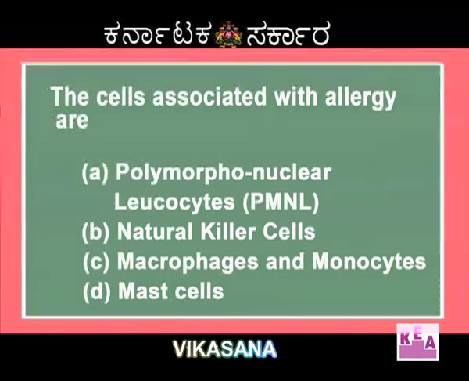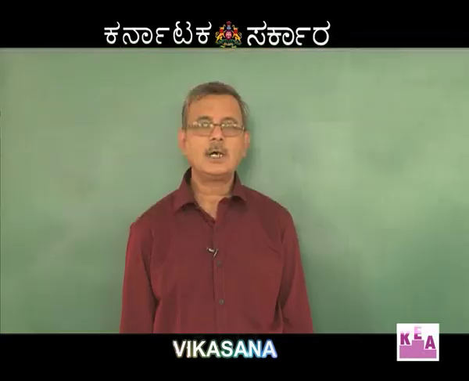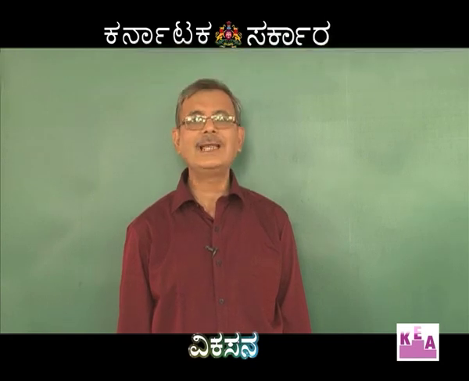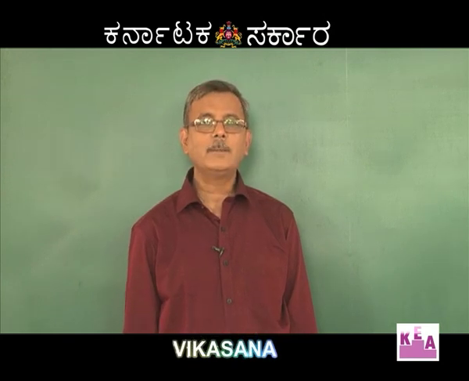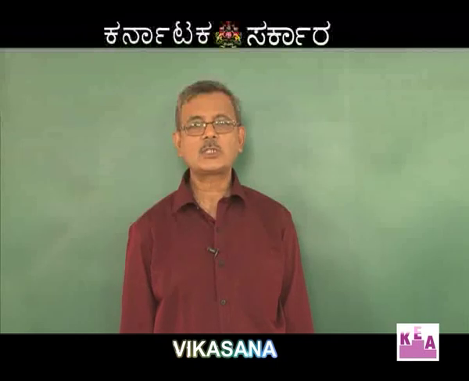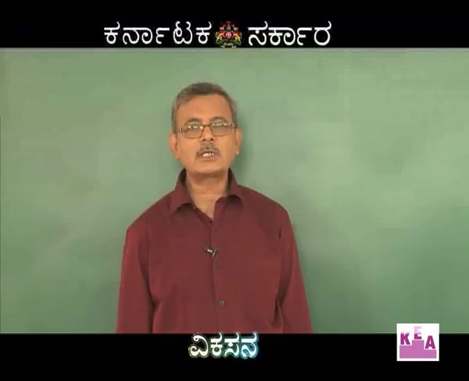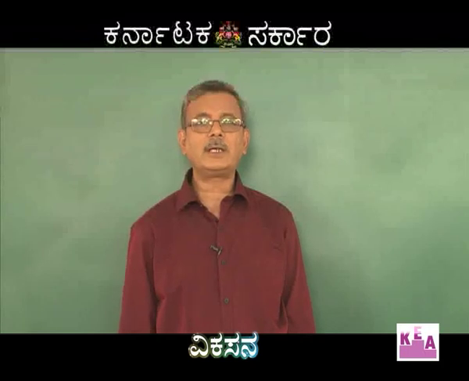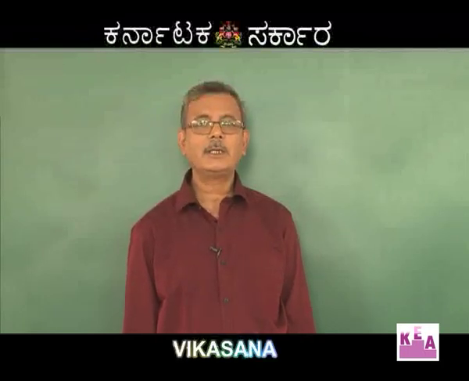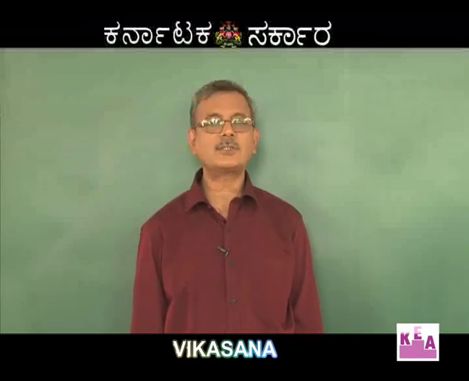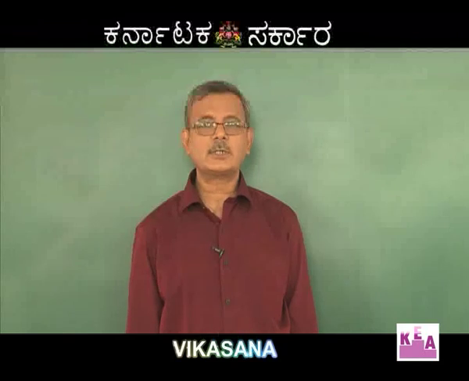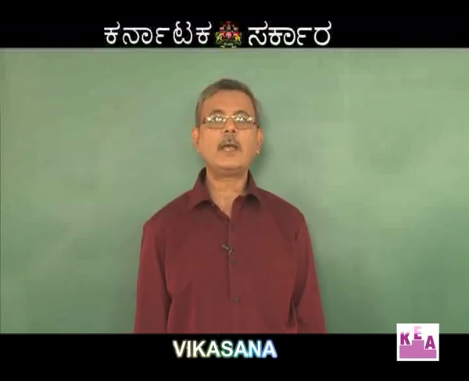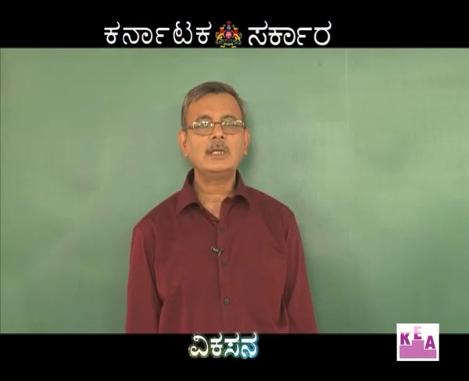Option B, natural killer cells. Natural killer cells are also called third population cells or null cells. They are a type of lymphocytes, but they are different from B and T cells, which are associated with specific body immunity. Natural killer cells pick certain tumor cells and help in their destruction. Thereby, that is not an answer. Macrophages and monocytes, these are also phagocytes. Mature, differentiated monocytes are nothing but macrophages. When it comes to mast cell, that is the answer.